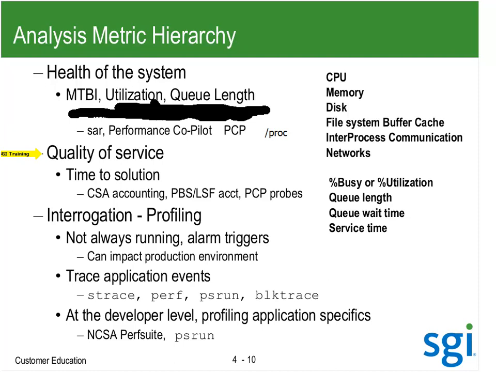After I get my quality of service, then I want to be looking at my profiling. This is stuff that I don't always run because it can impact the production environment. One profiling tool I used yesterday was strace. We had these code fives running. I attached with strace, and I could see them trying to open a file. In fact, that open was failing, and we were getting file not found messages.